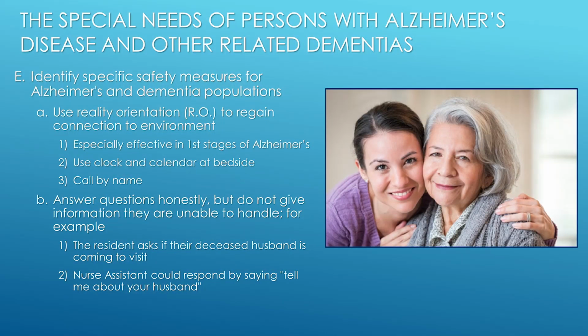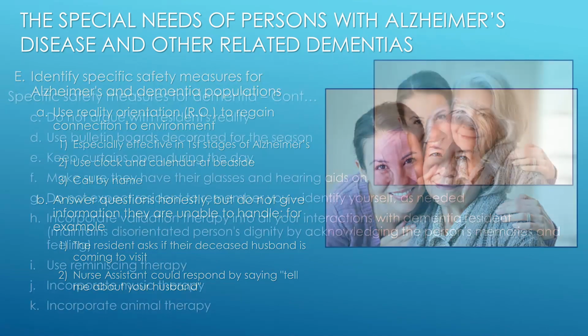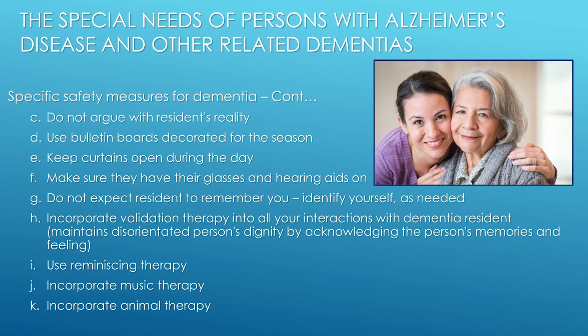Identify specific safety measures for Alzheimer's and dementia populations. Use reality orientation, RO, to regain connection to environment. It is especially effective in the first stages of Alzheimer's. Use a clock and a calendar at bedside and call by name. Answer questions honestly, but do not give information they are unable to handle. For example, the resident asks if their deceased husband is coming to visit. The nursing assistant could respond by saying, "Tell me about your husband." Do not argue with the resident's reality.